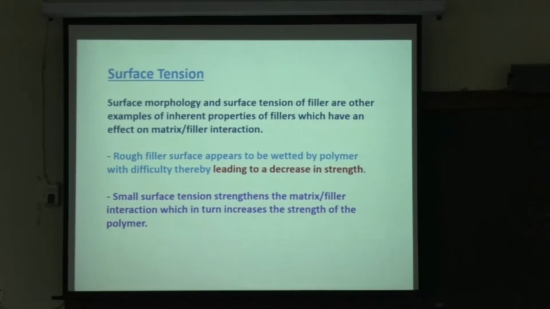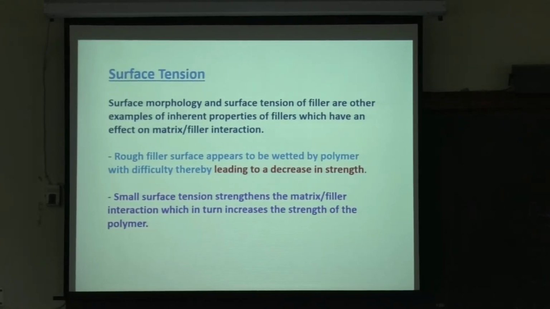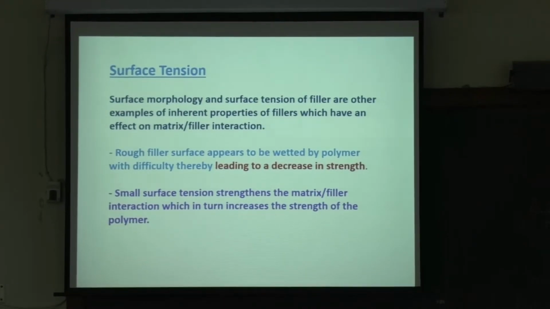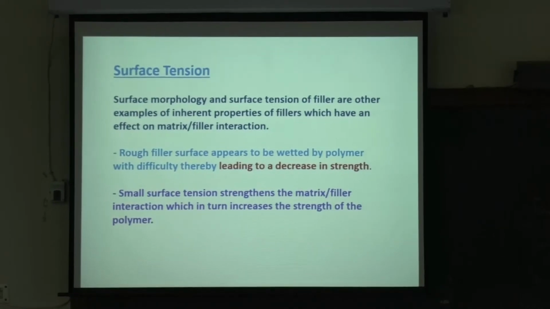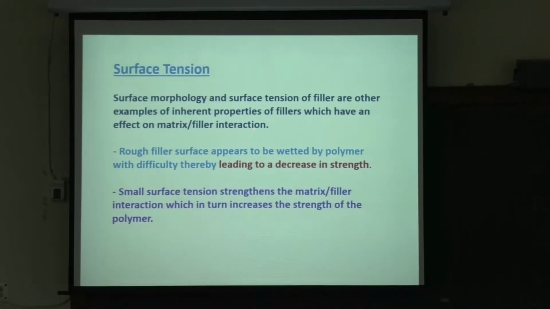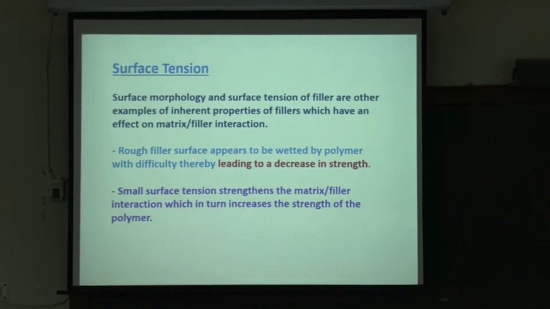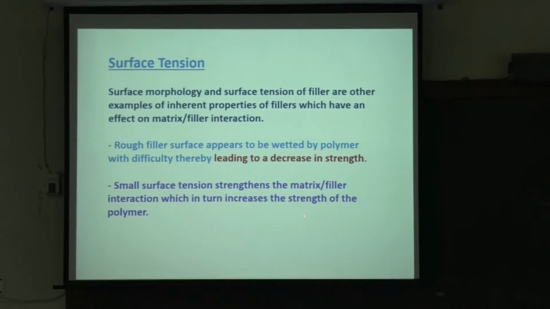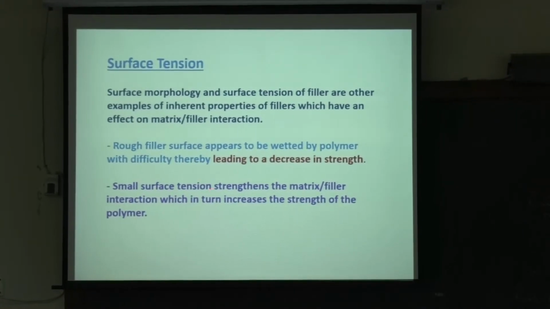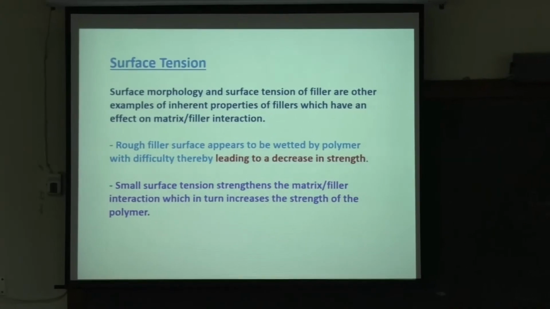Surface tension is something important. Normally surface tension, a lot of times, is a bit neglected. But surface tension is also a related feature which gives the matrix filler interaction. Rough filler surface appears to be wetted by polymers with difficulty, so that can lead to a decrease in strength. Small surface tension strengthens the matrix filler interaction, which can increase it. So it's good to have small surface tension material.